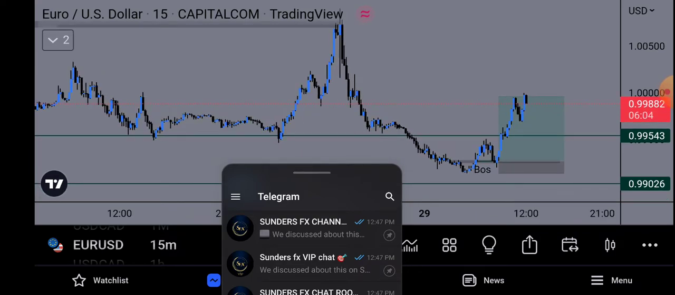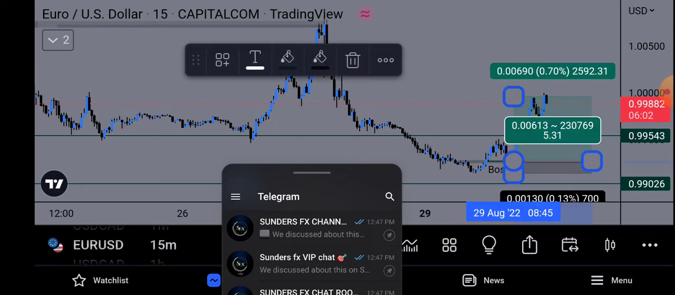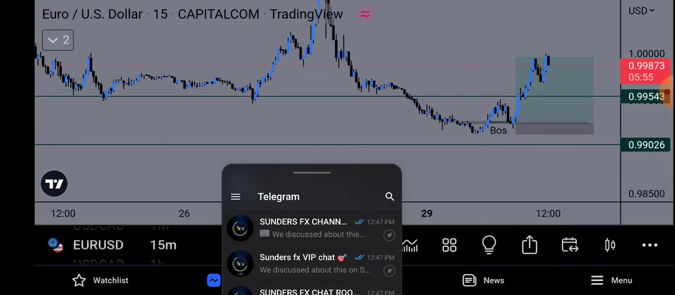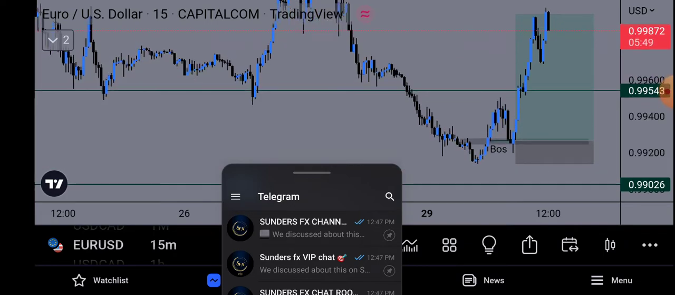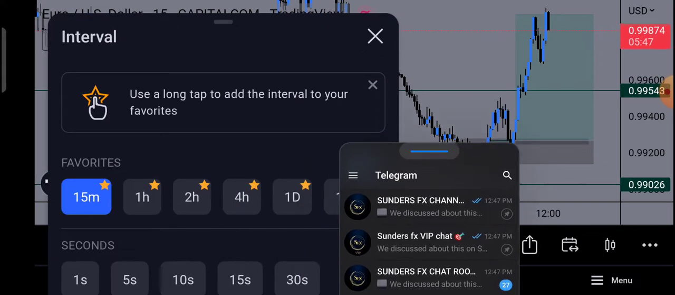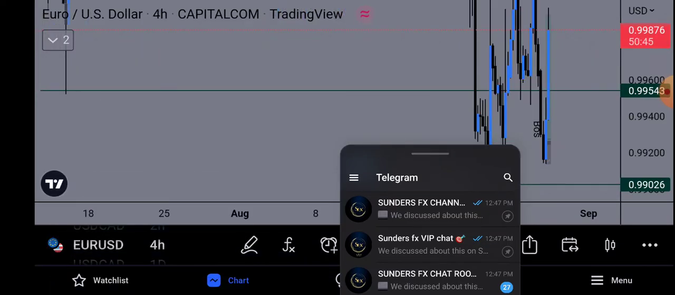So basically, this trade I took today, right? This is a 75 or 70 pips trade, just risking 13 pips. So I will show you guys how to analyze a chart. How did I take this trade, right? How did I come about analyzing this chart to take this trade? This is basically the 15 minutes time frame. Let's go over to the 4-hourly time frame.